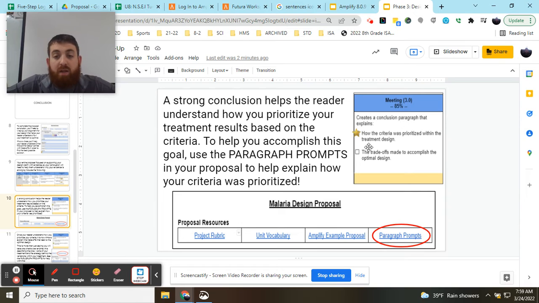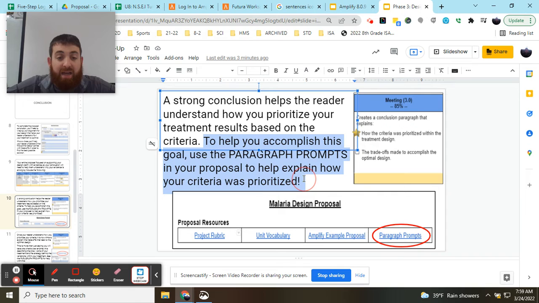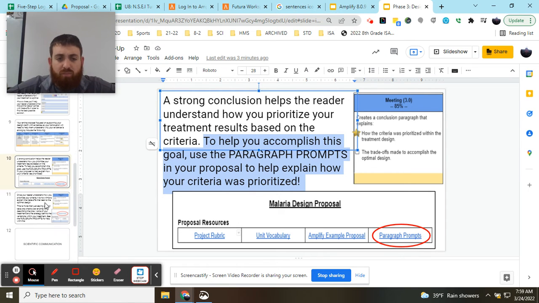So first and foremost, you're going to start with how you prioritize your criteria. Okay. So you're going to tell me based on your treatment results, here's what we prioritize. Here was the most important, second most important, third most important. And then to help you prioritize your criteria, the paragraph prompts will have a section for you in the conclusion column that will help you start up your writing. So again, if you don't know where to start, or if you get stuck and don't know where to go from your writing, check those out. They'll hopefully help you connect all of your ideas.